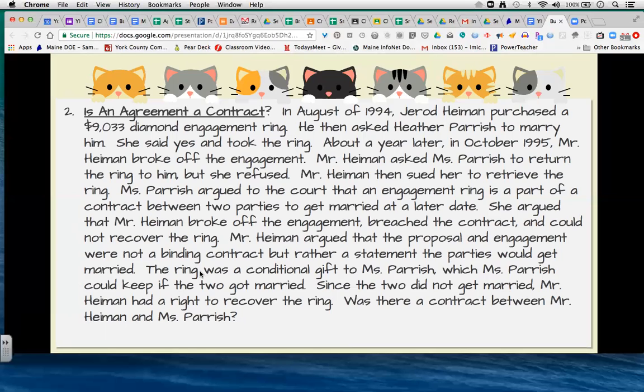Mr. Hyman argued that the proposal and engagement were not a binding contract, but rather a statement the parties would get married. The ring was a conditional gift to Ms. Parrish, which Ms. Parrish could keep if the two got married. Since the two did not get married, Mr. Hyman had no right to recover the ring, and that's his claim. So was there a contract between Mr. Hyman and Ms. Parrish? Please record your answer on your sheet.